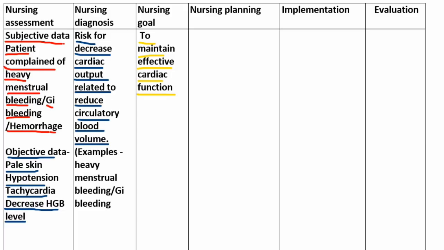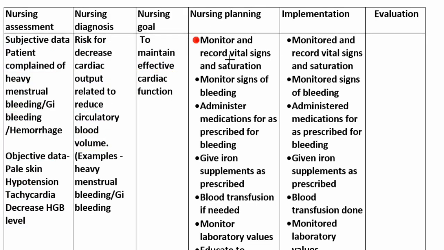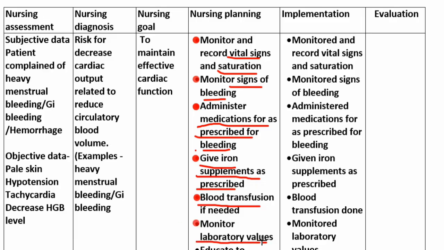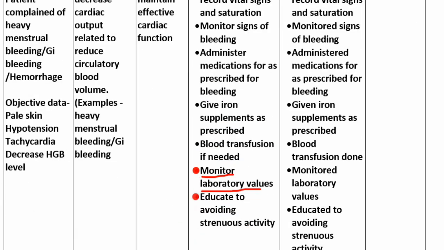Planning. Monitor and record vital signs and saturation. Monitor signs of bleeding. Administer medication as prescribed for bleeding. Give iron supplements as prescribed. Administer blood transfusion if needed. Monitor laboratory values. Educate to avoid strenuous activity.